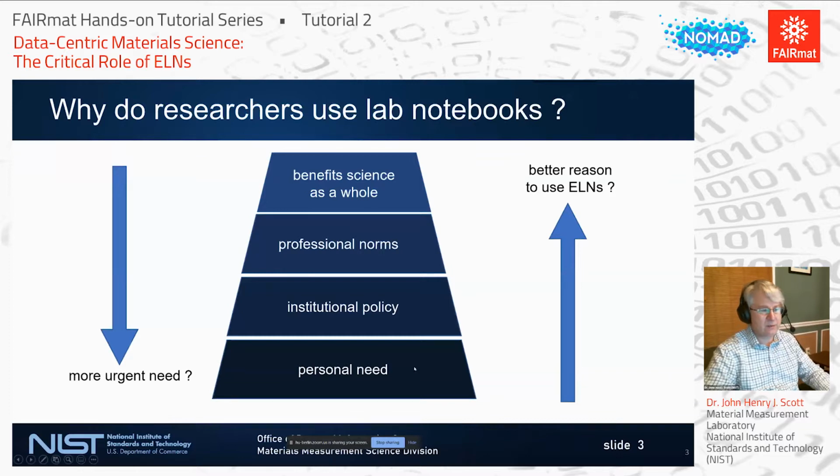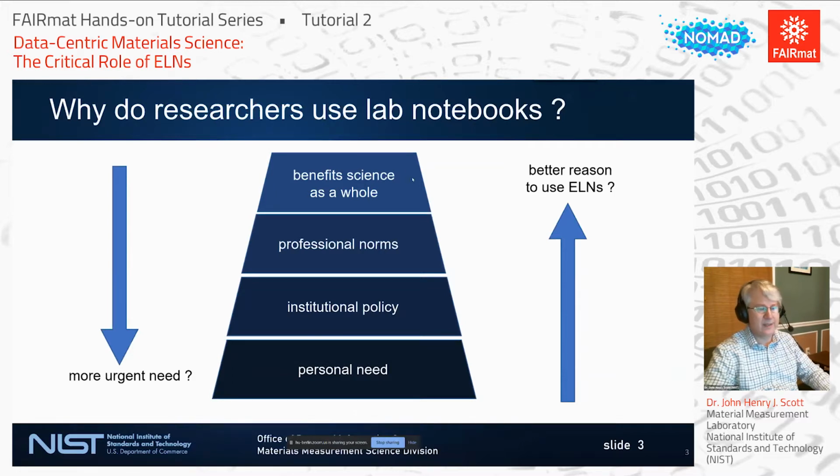But there's also things like institutional policy. For a while, I worked at a commercial research laboratory at DuPont, and there it was the rule that you needed not only to have a lab notebook, but you needed to sign the pages to establish a priority for inventions, things like that. Professional norms, you know, what's expected within your community of practice or your subdomain. And of course, there are benefits to science as a whole.